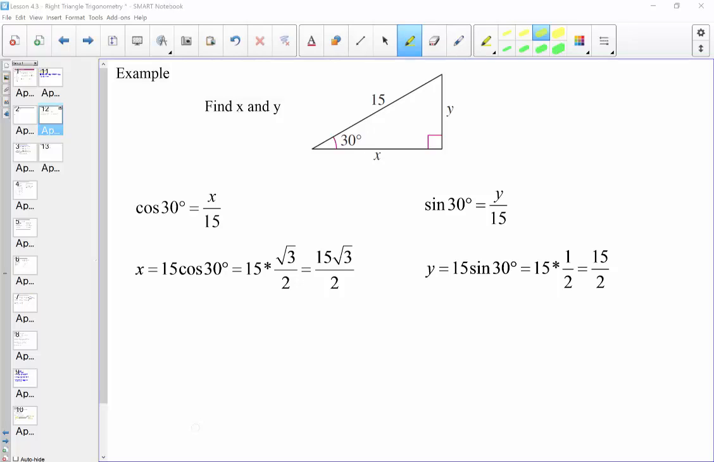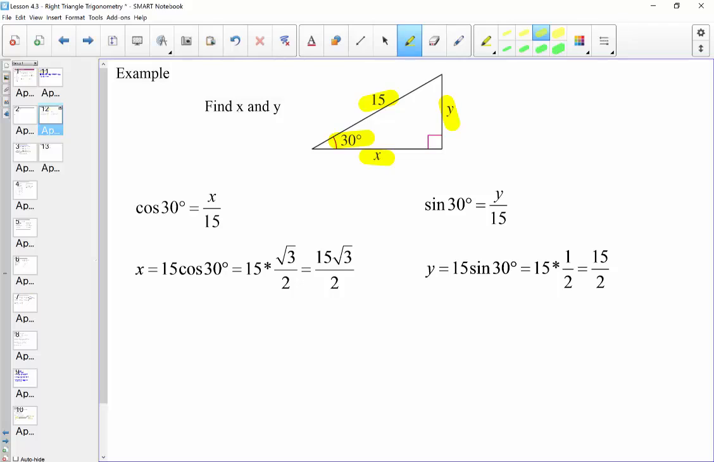We can use trigonometric functions to solve for unknown sides of right triangles. In this example, we have a right triangle with a 30-degree angle, an unknown base of x, an unknown height of y, and a hypotenuse of 15. First, we're going to solve for x.